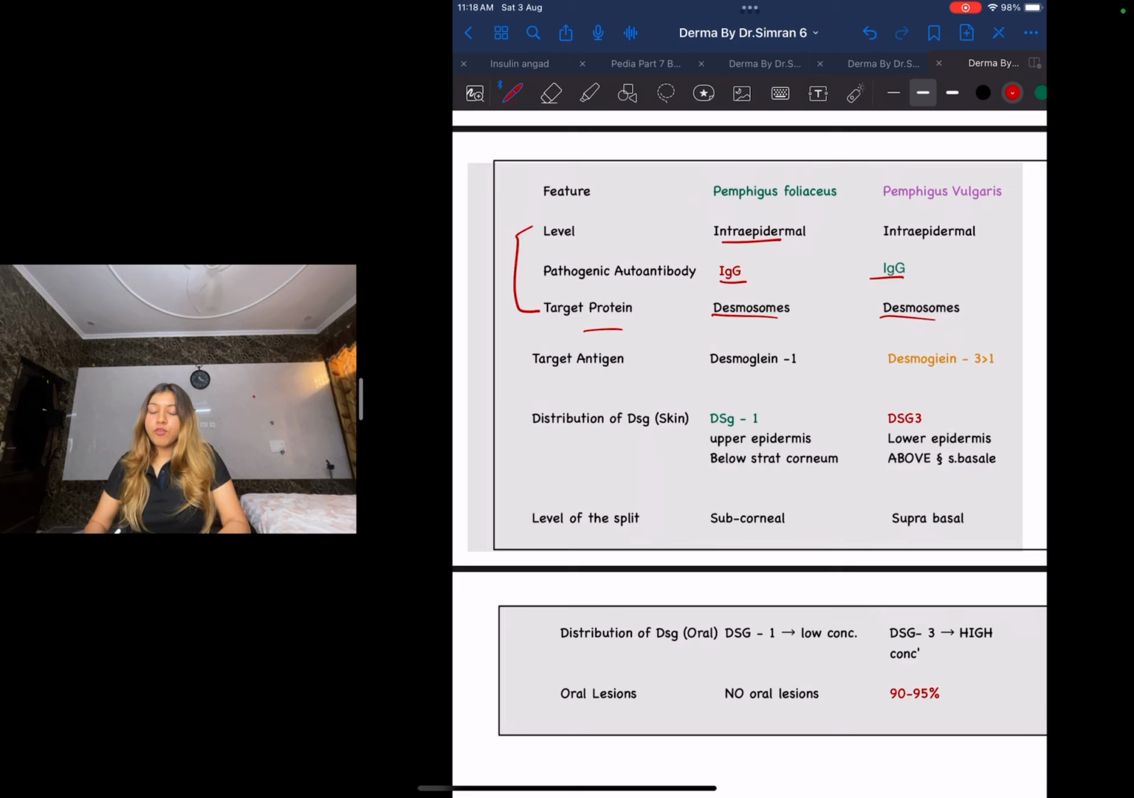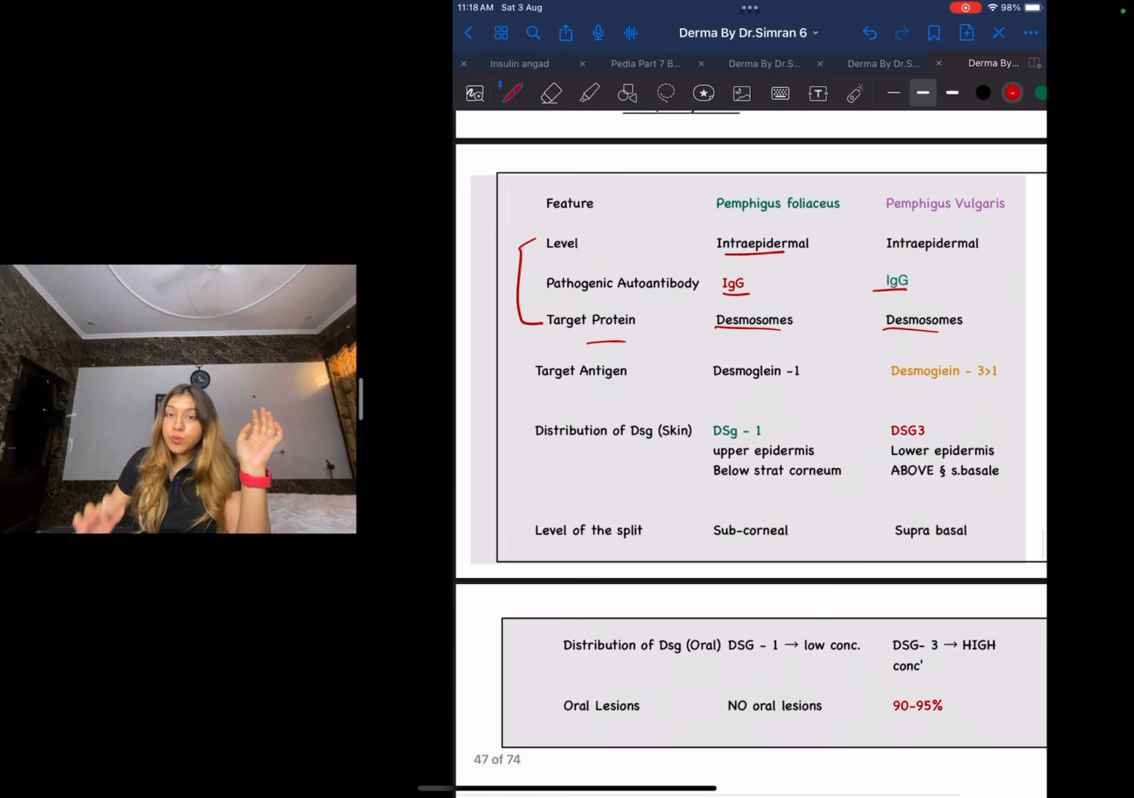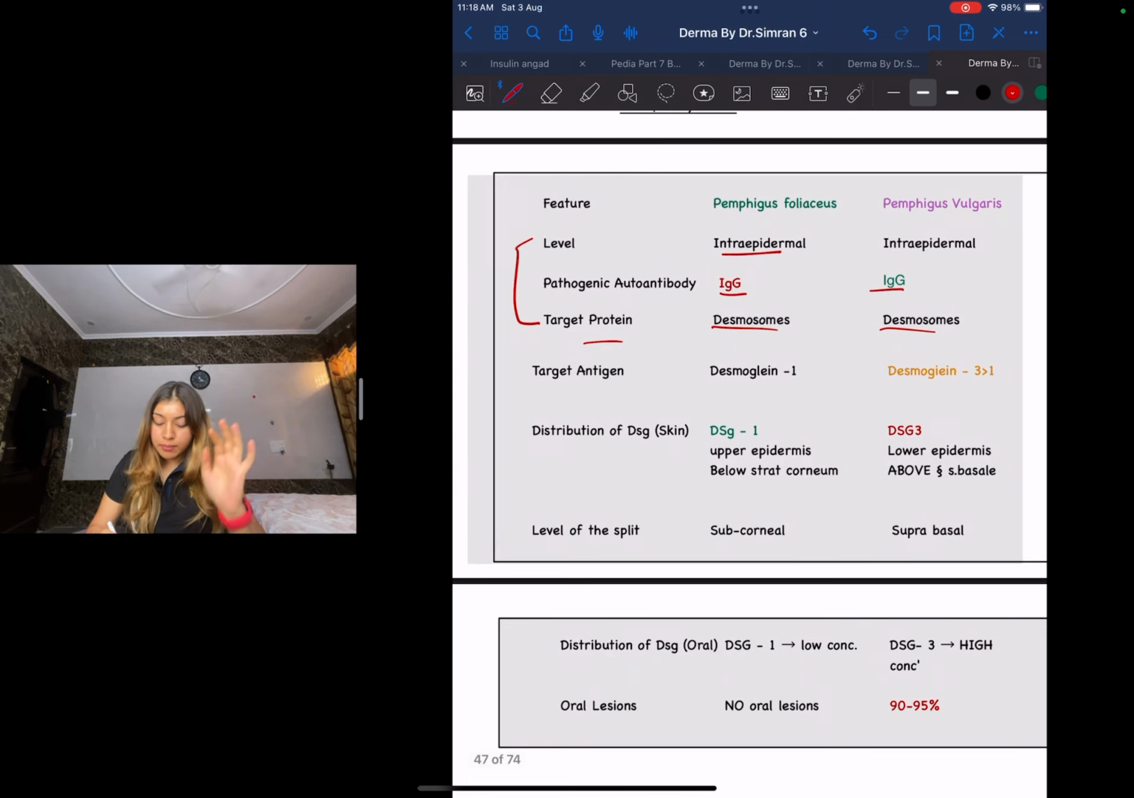In this tabular form, I have differentiated diseases. First, let us look at the difference between pemphigus foliaceus and pemphigus vulgaris. I already told you earlier what vulgaris means. It means most common form. What I need you to understand from this table is that the first three, that is the level, autoantibodies and target protein, are going to be the same for pemphigus foliaceus and pemphigus vulgaris. Let us look into it.